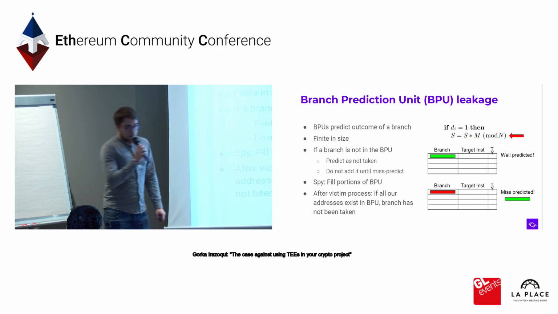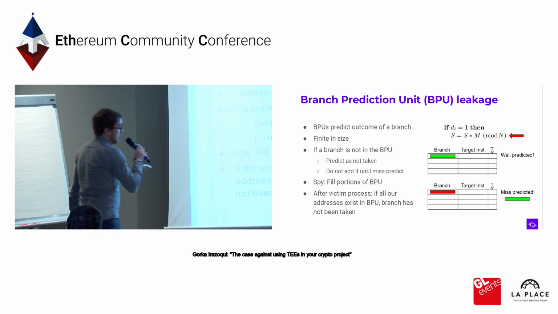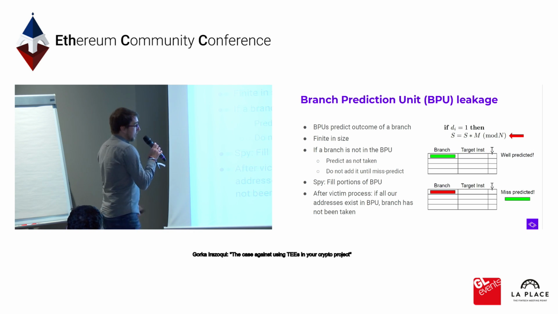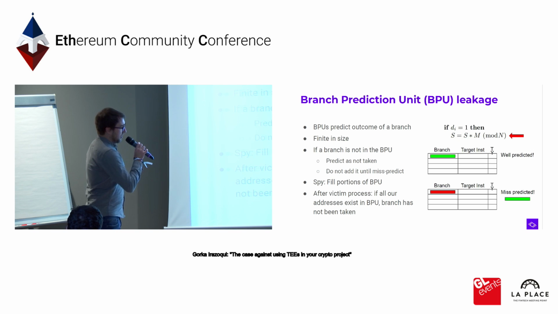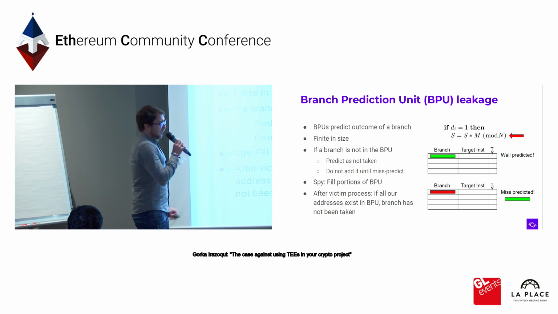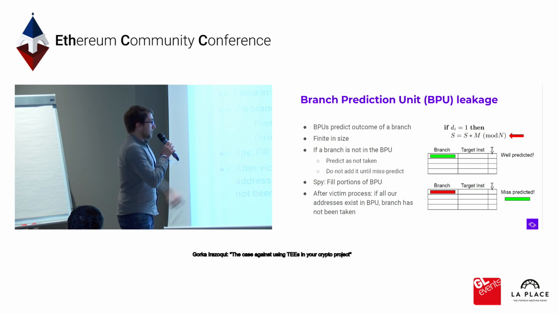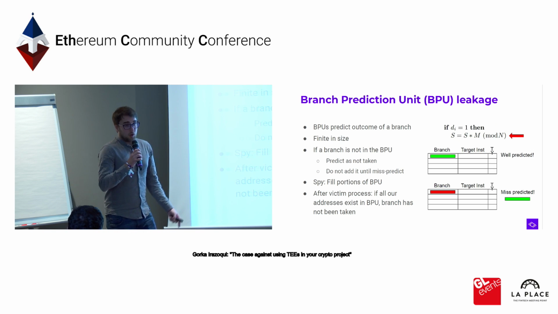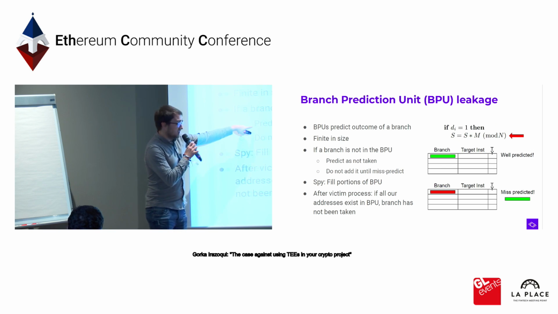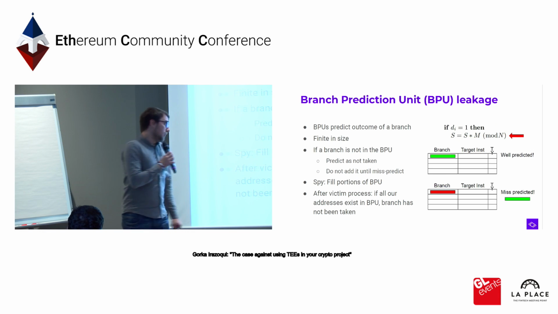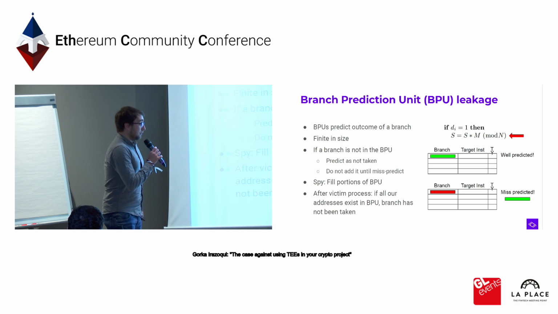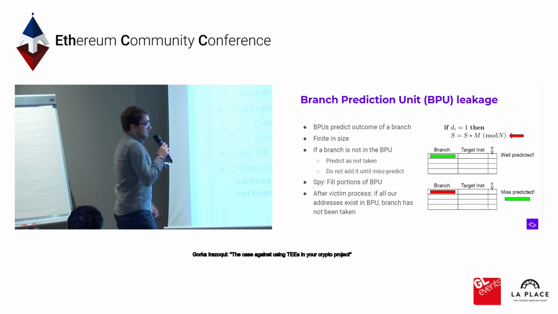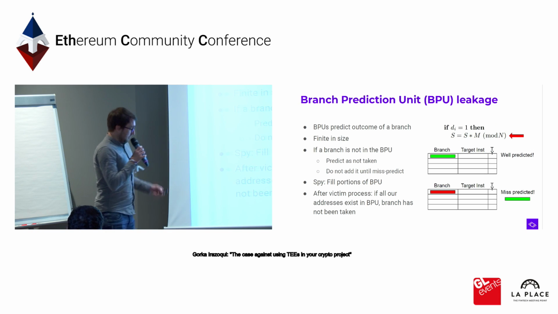Taking those two things in mind, what we can do is have a trash branch that we always take. We have our own branch that goes into the same position as the target branch we want to monitor, and we always take it. So what's going to happen? If the victim uses that branch, it's going to kick our branch out of the branch prediction unit, and the next time we call our branch, we will see a misprediction, because it is predicted as not taken since it's not in the buffer. We can measure that, as it forces a pipeline rollback. That's measurable, and it leaves about a 20 cycle difference between one case and the other.